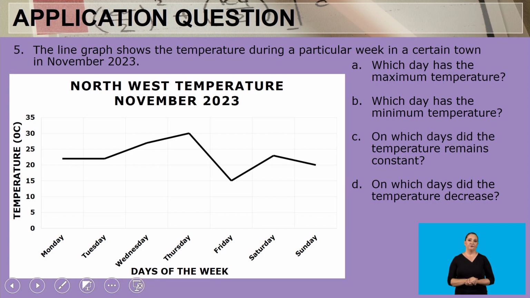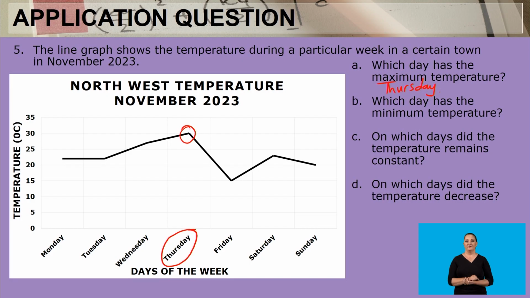It says there, on which day was the maximum temperature? So we are looking for the highest temperature. Now we can see that the highest temperature there is 30 degrees Celsius, and the highest temperature there would be on a Thursday. We can see that the highest temperature there is the Thursday.